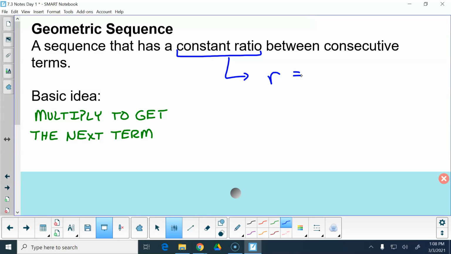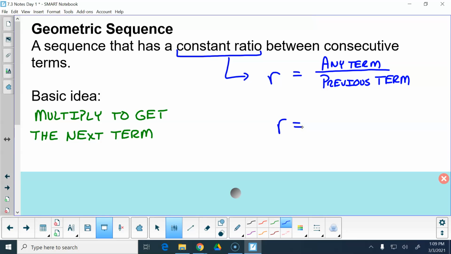That constant ratio, we call it R. Actually, you'll have an R value now, instead of a D value, a common difference, you'll have a ratio, R, which is any term divided by the previous term. Okay? So the third term divided by the second term is R. Same as the fifth term divided by the fourth term. Same as the 97th term divided by the 96th term. That R value has to be the same all the way through in order to make it be a geometric sequence.